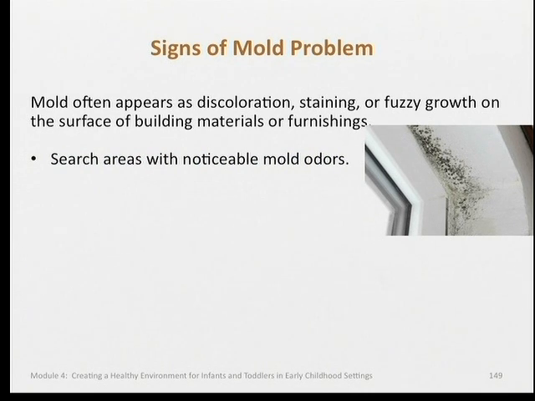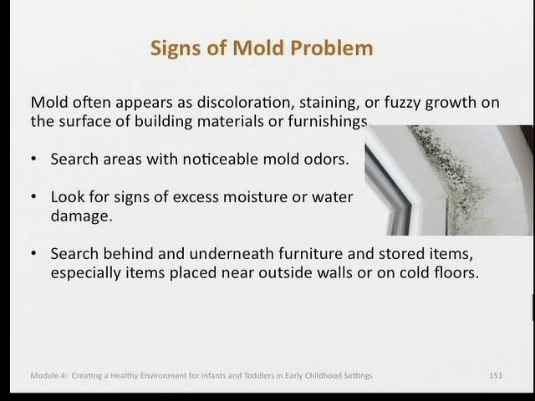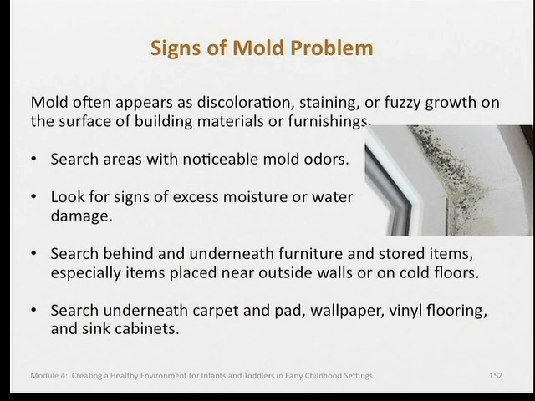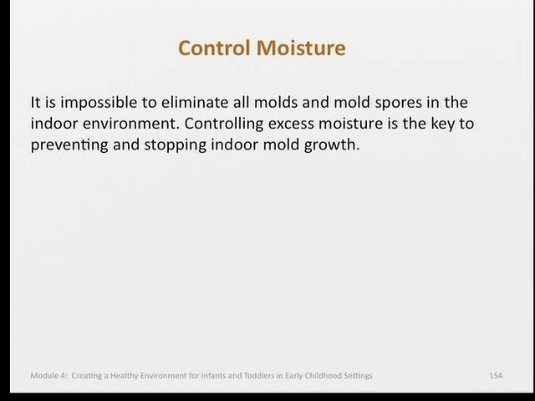To control mold, it is important to search areas with noticeable mold odors. Look for signs of excess moisture or water damage. You should search behind and underneath furniture and stored items, especially items placed near outside walls or on cold floors. Other places to look include underneath carpet and carpet padding, wallpaper, vinyl flooring, and sink cabinets. It is impossible to eliminate all molds and mold spores in the indoor environment.